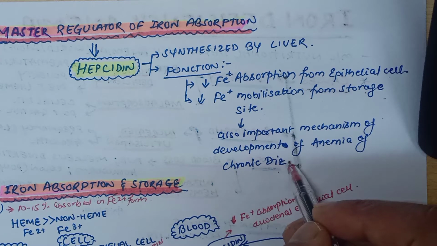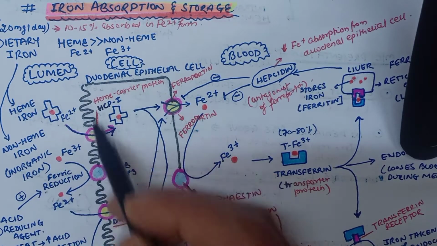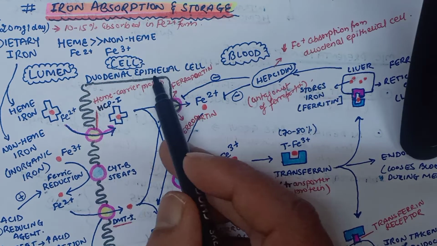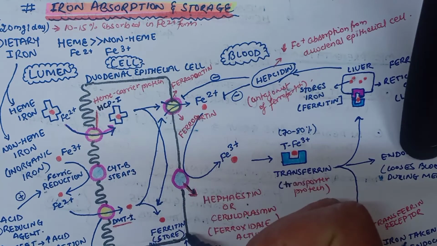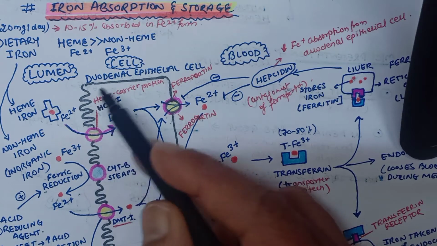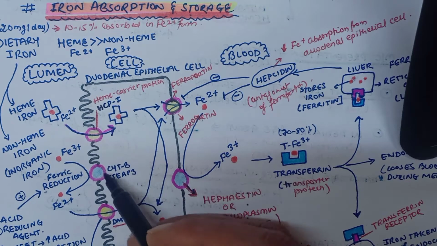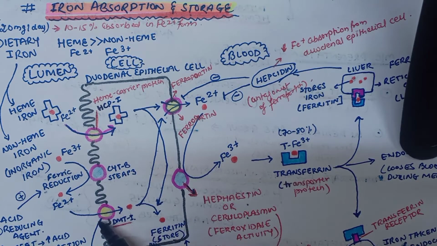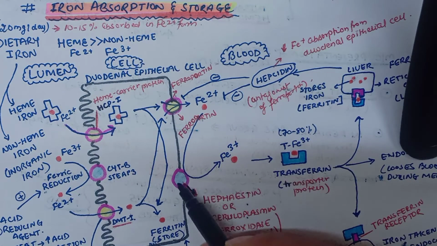Now we'll talk about iron absorption, its transportation and storage. So this is the lumen, this is the duodenal epithelial cell, and this side is the blood. This duodenal epithelial cell has two surfaces, the apical surface or the brush border with villi, which contains heme carrier protein, cytochrome B, and divalent metal transporter 1, that is DMT1, and the basolateral surface has ferroportin and hephaestin. So this is the basolateral surface.